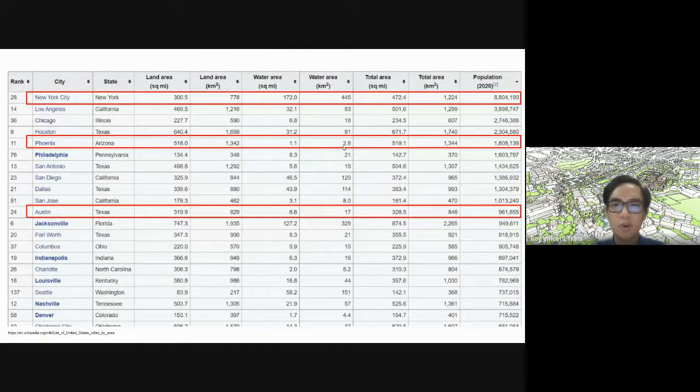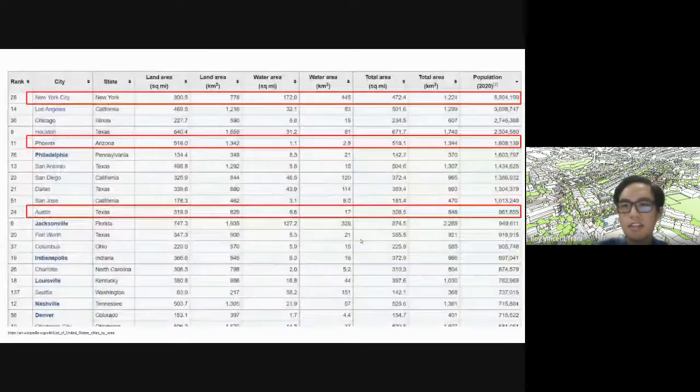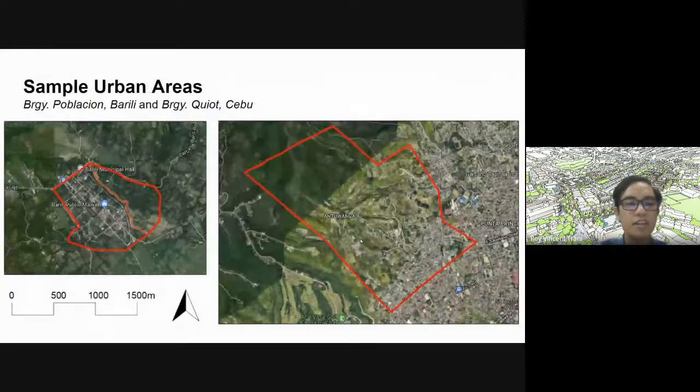Phoenix is at 2.8 square kilometers in area, and Austin is at 17 square kilometers in area. So once you take away the area of the water, the numbers become a lot closer to Philippine numbers. So this might be a good way to analyze foreign cities, like look at the land area, and maybe when we try to imitate or copy ideas, let's look at the situation more intently than just population and land area, but also what's going on there physically.